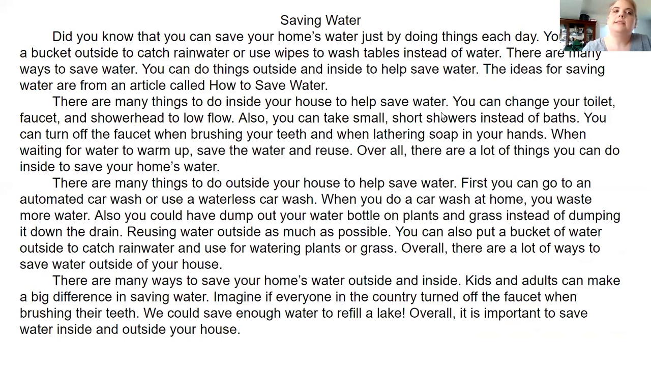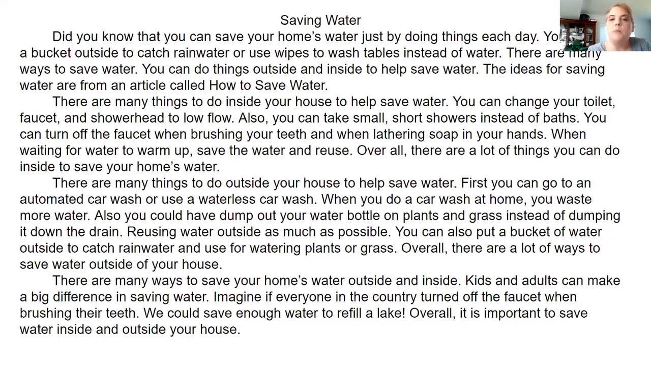Here's our essay, Saving Water, and this is an actual 5th grade essay. Did you know that you can save your home's water just by doing things each day? You can put a bucket outside to catch rainwater or use wipes to wash tables instead of water. There are many ways to save water. You can do things outside and inside to help save water. The ideas for saving water are from an article called How to Save Water. There are many things to do inside your house to help save water. You can change your toilet, faucet, and shower head to low flow.